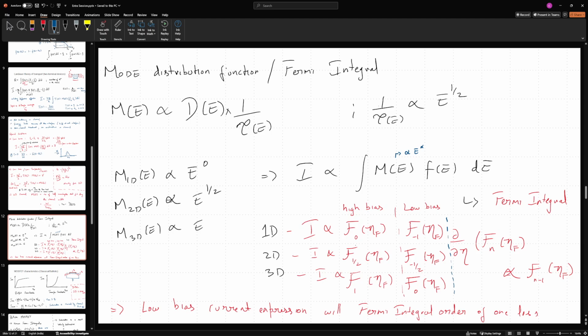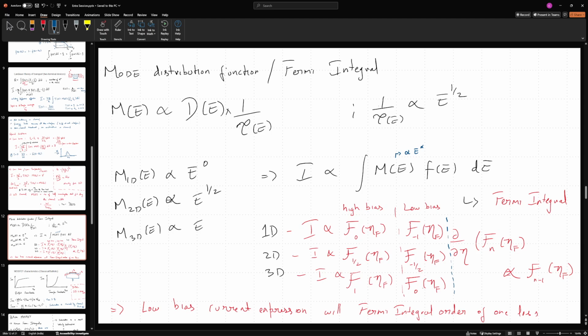In the 2D case, under high bias, the current is proportional to F half of ηF. For the conventions between F and η, please go back to either the lecture slides or the discussion slides. You will find those quantities in detail. And in the low bias case, it is the Fermi integral of order minus half. And for a 3D channel, the current is going to be the Fermi integral of order 1.